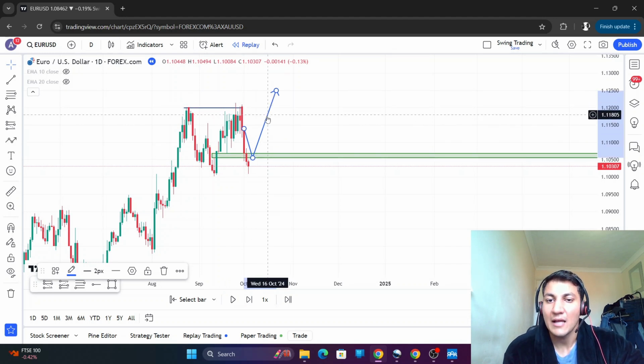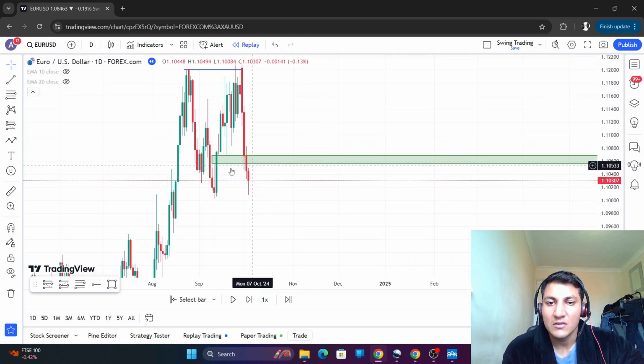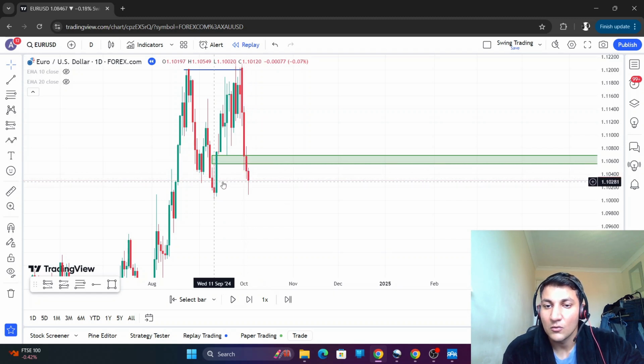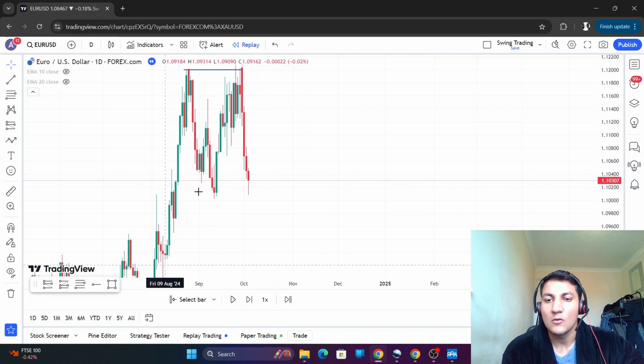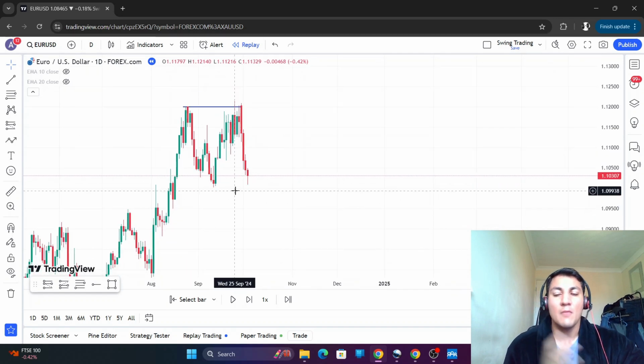And the fact that we've disrespected this fair value gap, there's no respect of it whatsoever. We've even wicked below it here, we've closed through it, and now we're closing into this order block. That tells me the daily order flow is bearish. So what does that actually mean? It means I'm only going to look for shorts.